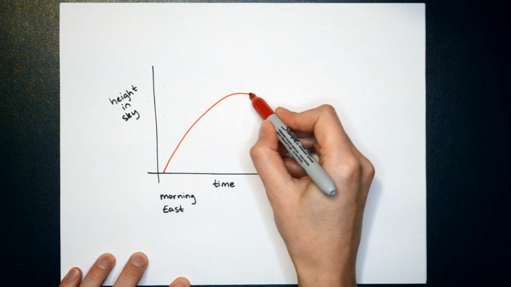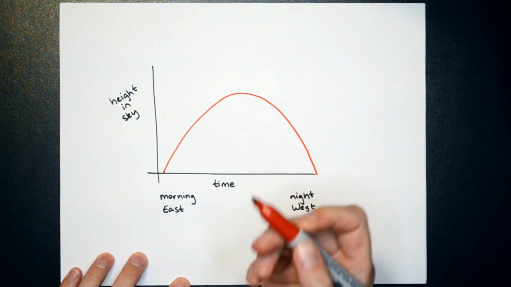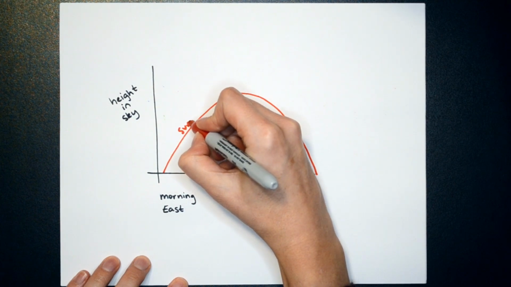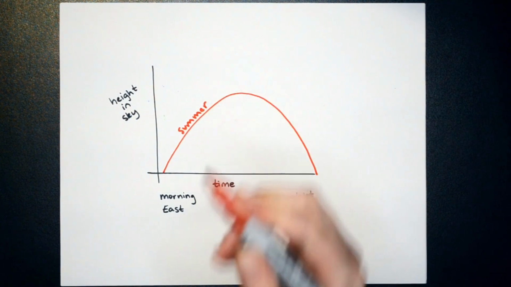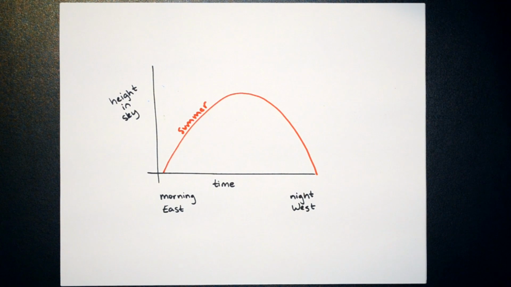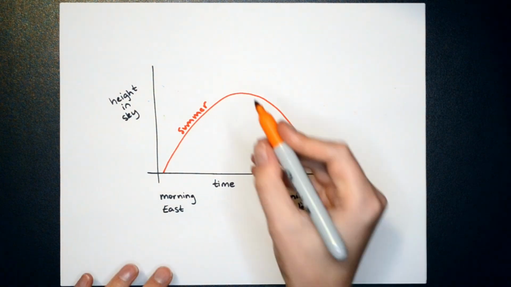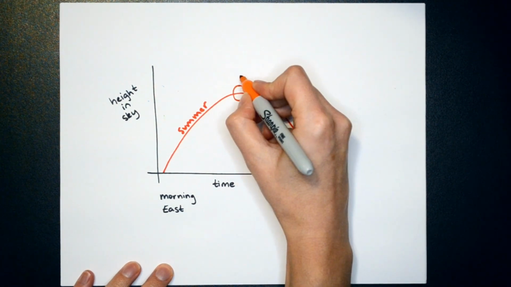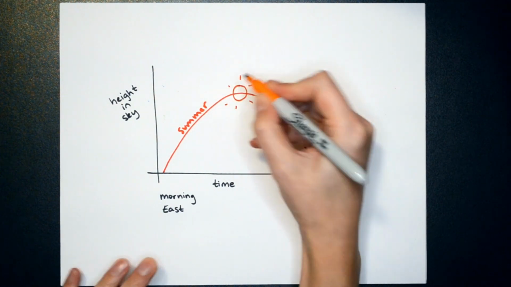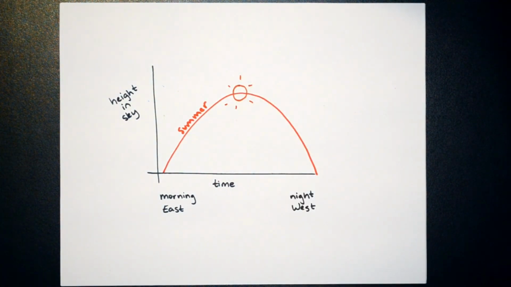In the summer, when Earth is tilted towards the sun, the sun rises earlier and sets later. Also, the sun reaches a higher point in the sky, which means that we have more light intensity. When light is absorbed, it generates heat. So the more light that gets absorbed produces more heat and thus hotter temperatures.